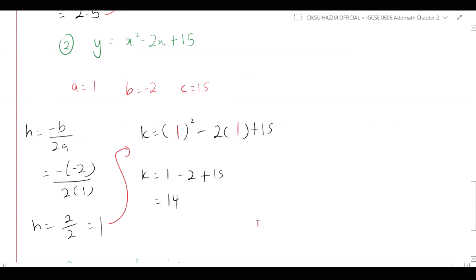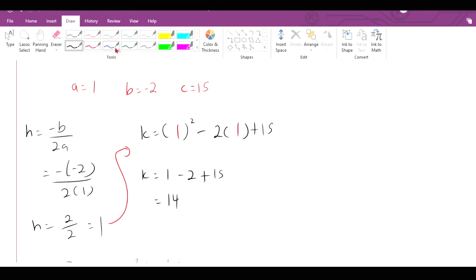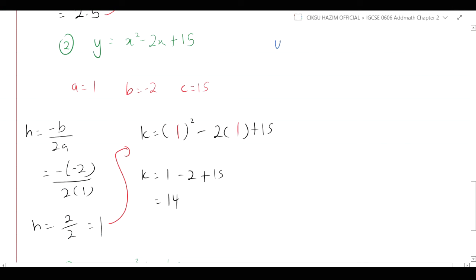So for this one, what is your vertex equation form? It's going to be y equals a, which is 1, bracket x minus h, and h is 1, squared, and what is k? Plus 14. That would be it. And from here, you should know that the graph is still smiling, and the coordinate of the minimum point here is 1 and 14. That's how we understand.